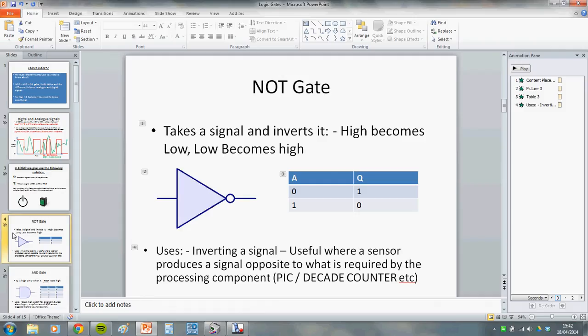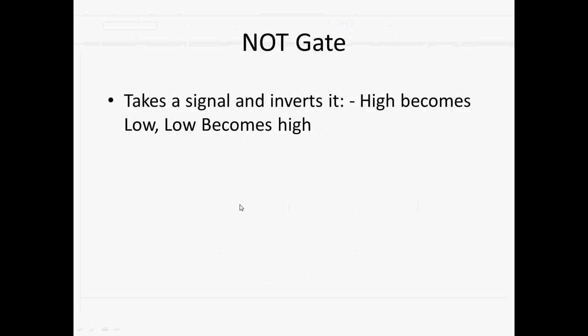Alright, so your first gate up is your NOT gate. And what a NOT gate does is it's an inverter. It flips things around. If any of you are skateboarders or BMXers out there, you'll know that if you do a trick that's inverted, it normally means back to front or upside down. That's kind of what these things do. It can take a signal that's one thing and make it the opposite.